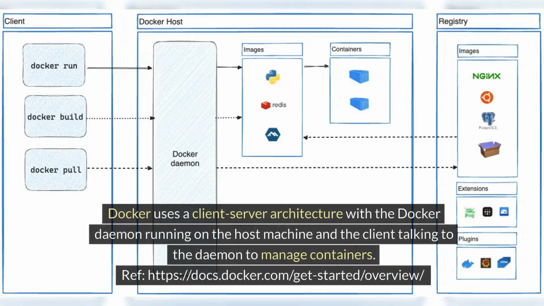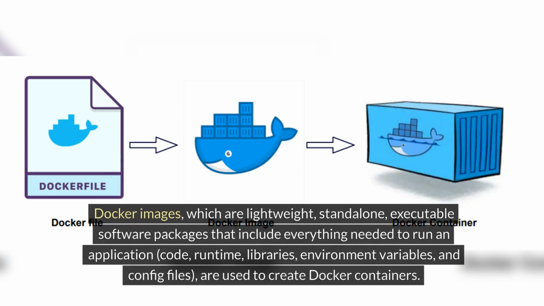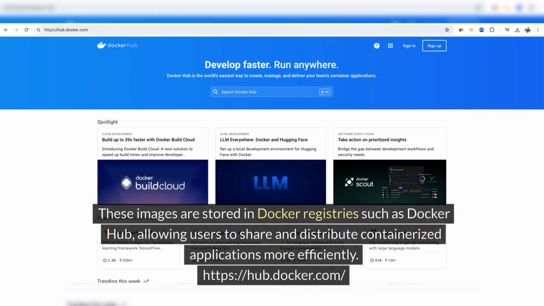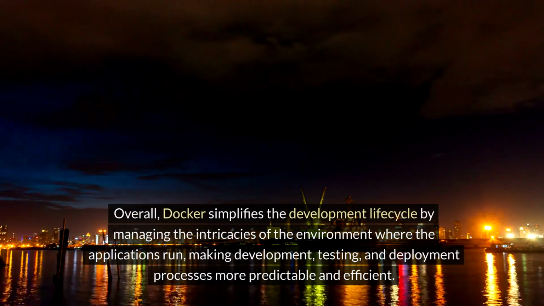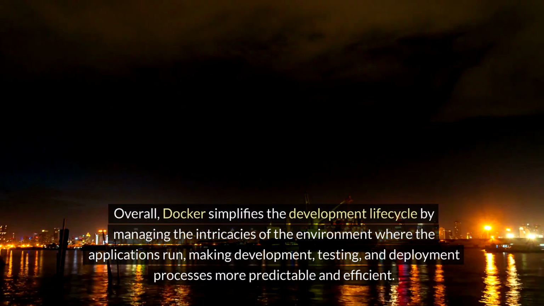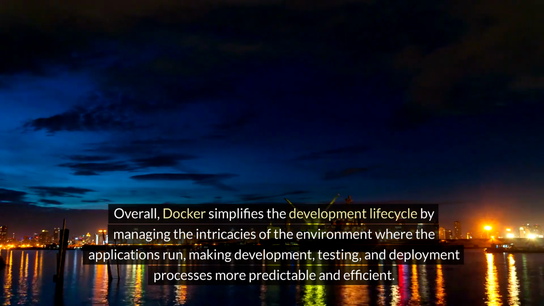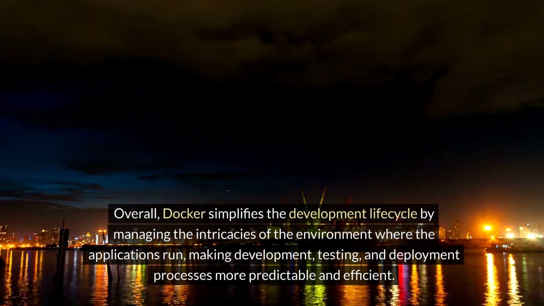Docker uses a client-server architecture with a Docker daemon running on the host machine and the client talking to the daemon to manage containers. Docker images, which are lightweight, standalone, executable software packages that include everything needed to run an application (code, runtime, libraries, environment variables, and config files), are used to create Docker containers. These images are stored in Docker registries such as Docker Hub, allowing users to share and distribute containerized applications more efficiently. Overall, Docker simplifies the development lifecycle by managing the intricacies of the environment where the applications run, making development, testing, and deployment processes more predictable and efficient.